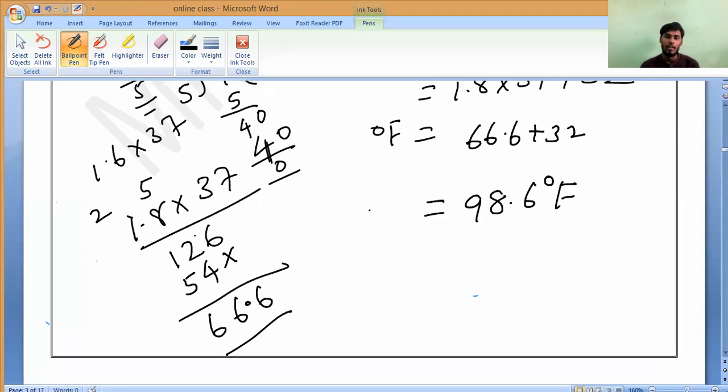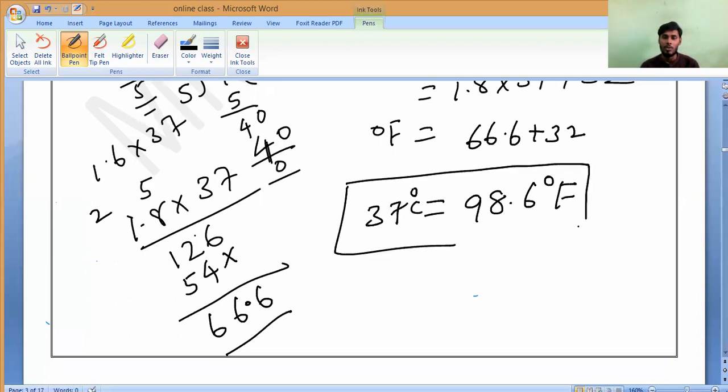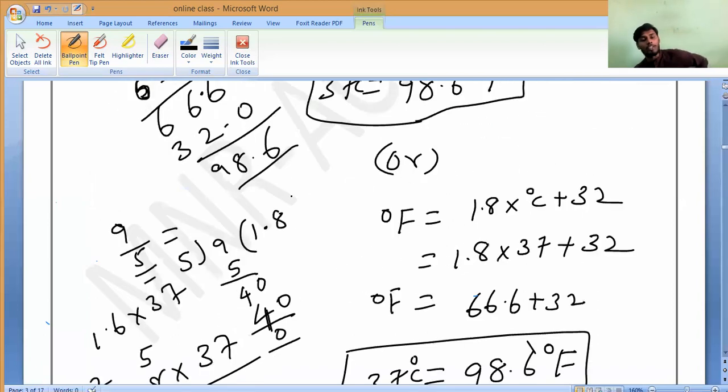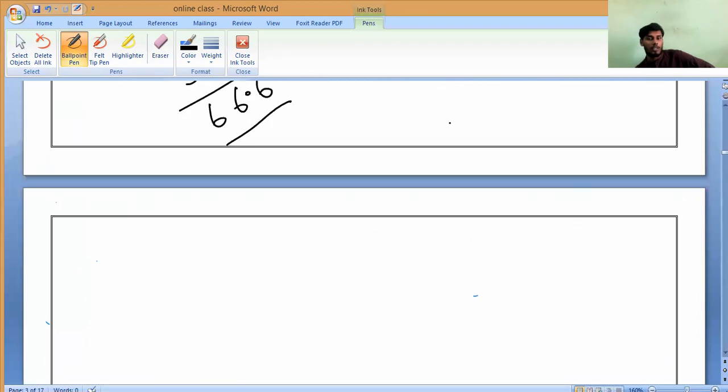98.6 degree Fahrenheit equals 37 degrees Celsius. Do you understand, Mari? The same thing you got. Is it yes or no? Yes, sir. So if you feel difficulty doing the division of 9 by 5, then instead of 9 by 5, what can I write? 1.8 into degree Celsius plus 32. Is it okay, Mari?